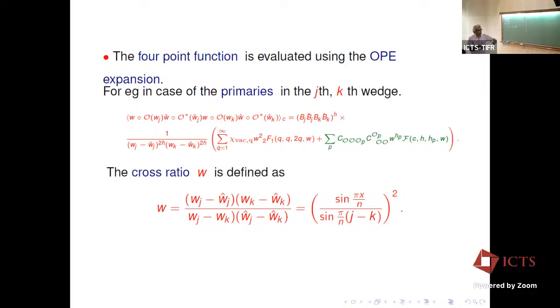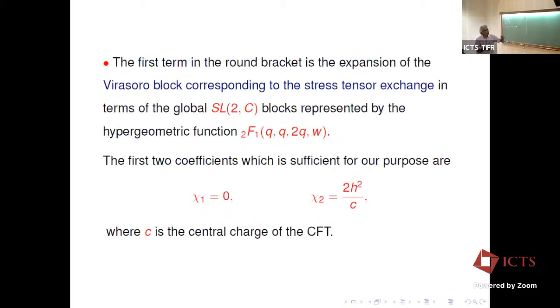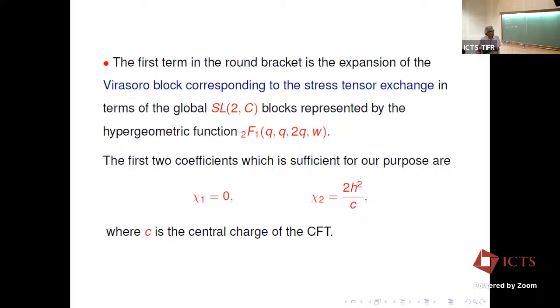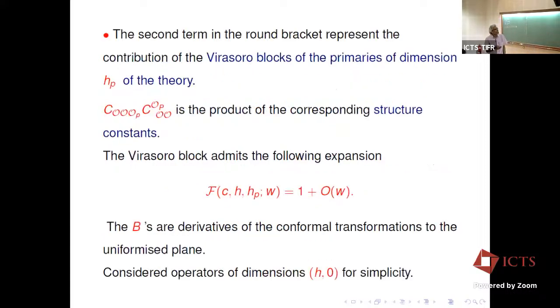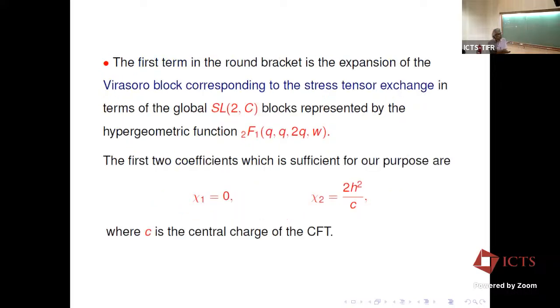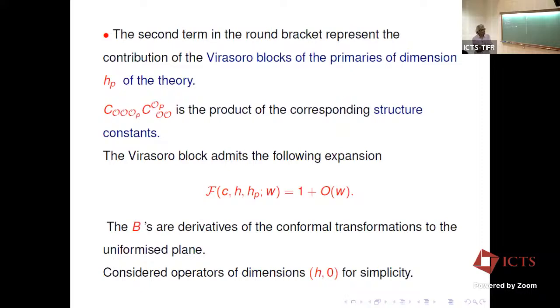And the cross ratios in terms of those wedges are of this form. All these things are known, actually. This is some hypergeometric function. These expansions start with 1, and the coefficients here are known for the vacuum block. This is a particular coefficient, and it's important to note it: this is 2h squared by c. And as I said, there are two terms. One is this vacuum block, and one is this exchange of a primary. All the things are known in that case.